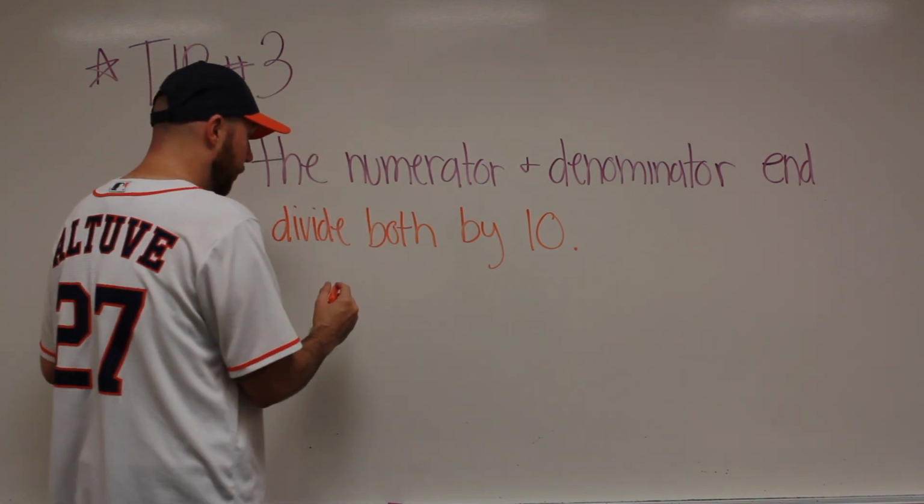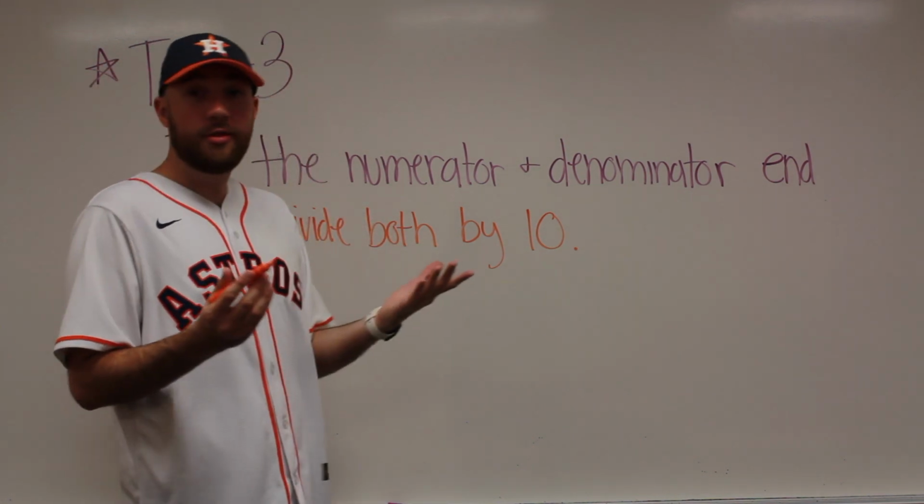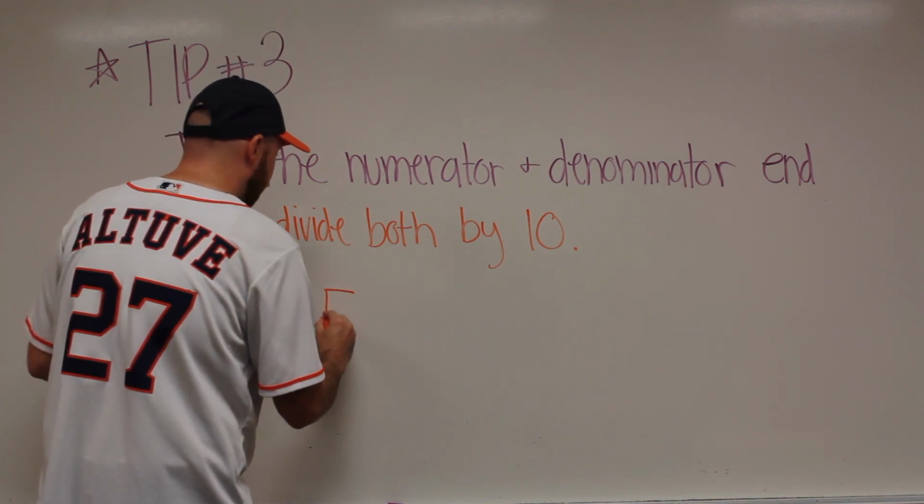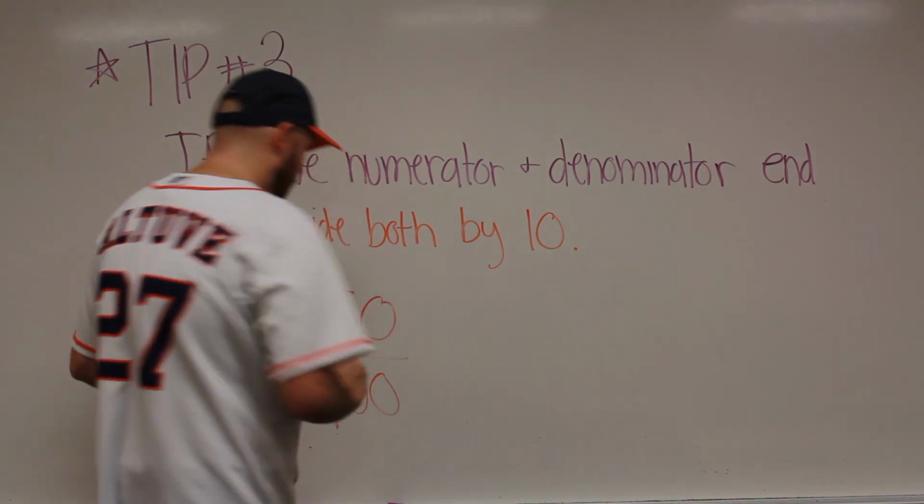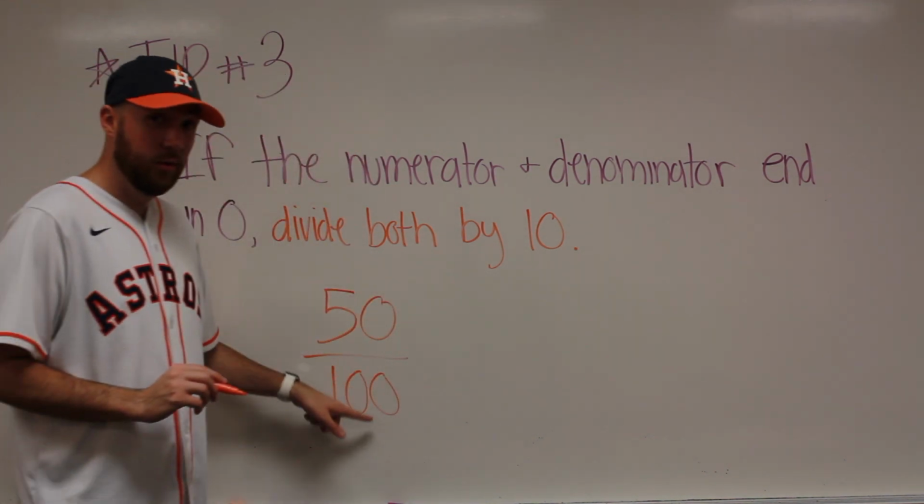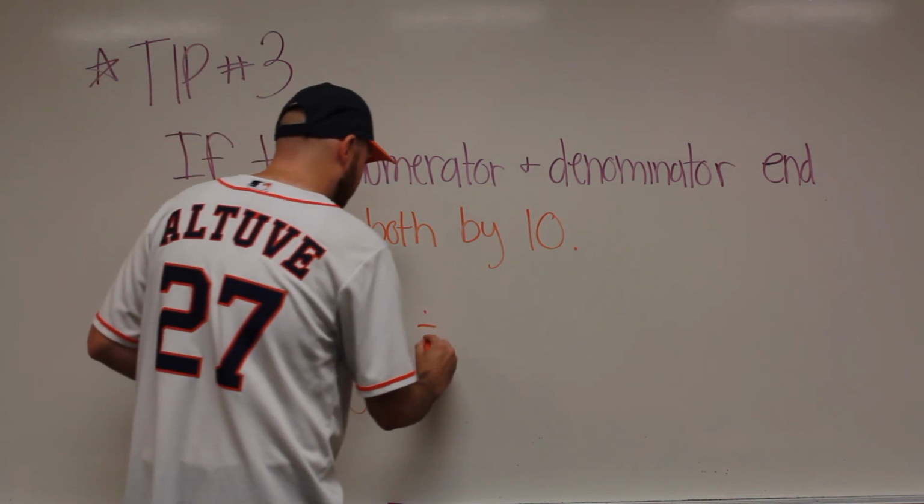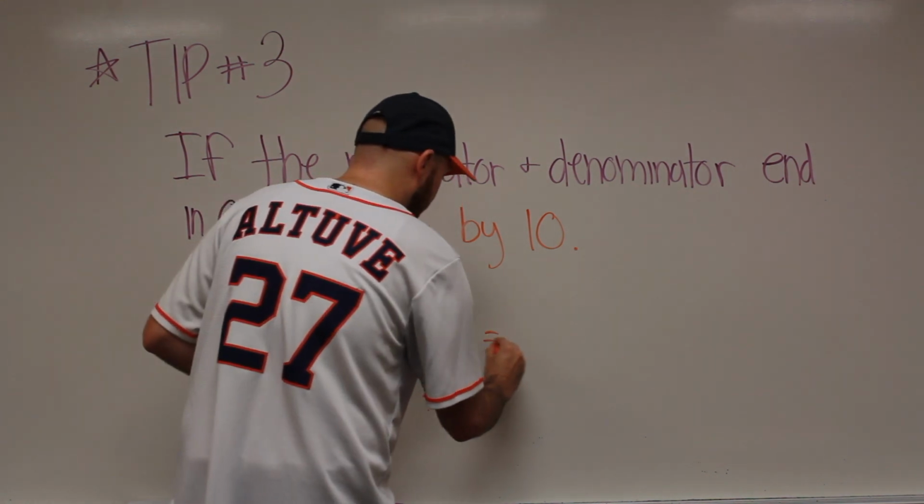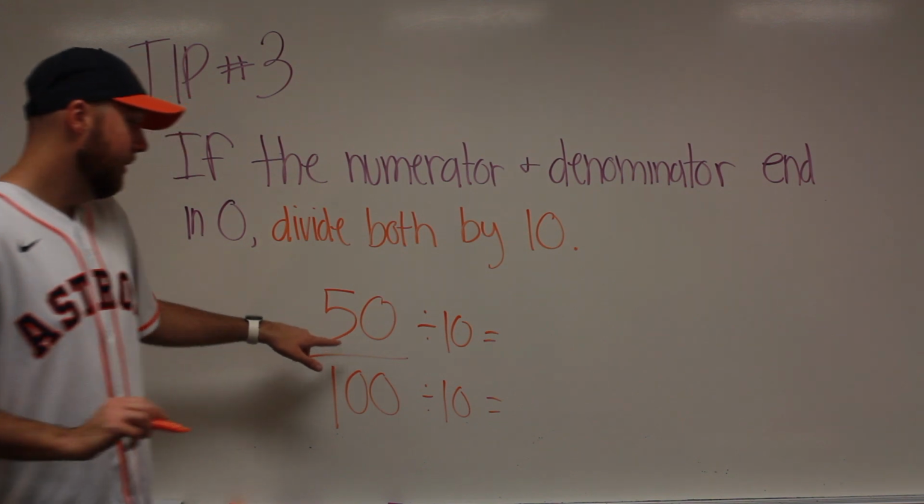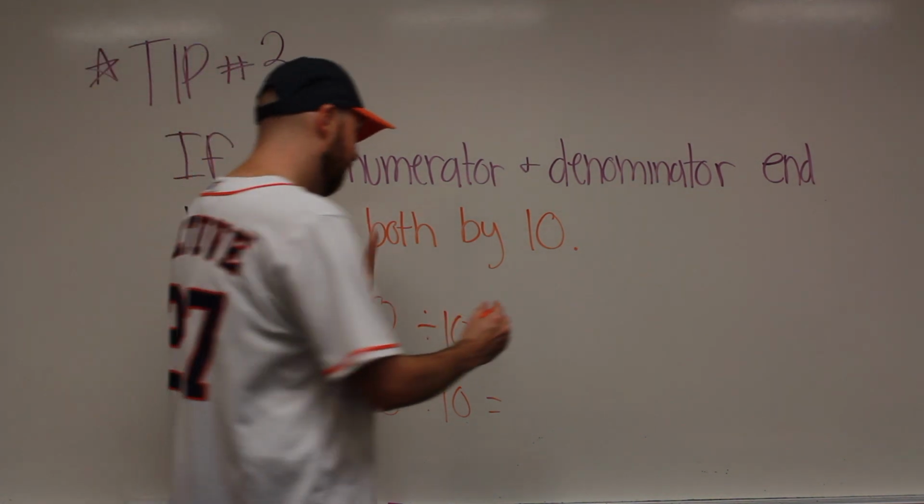For example, let's do the one I went over at the beginning of the video, 50 over 100. They both end in a 0, so we can divide both by 10 to simplify this fraction and get its simplest form. 50 divided by 10 is 5.